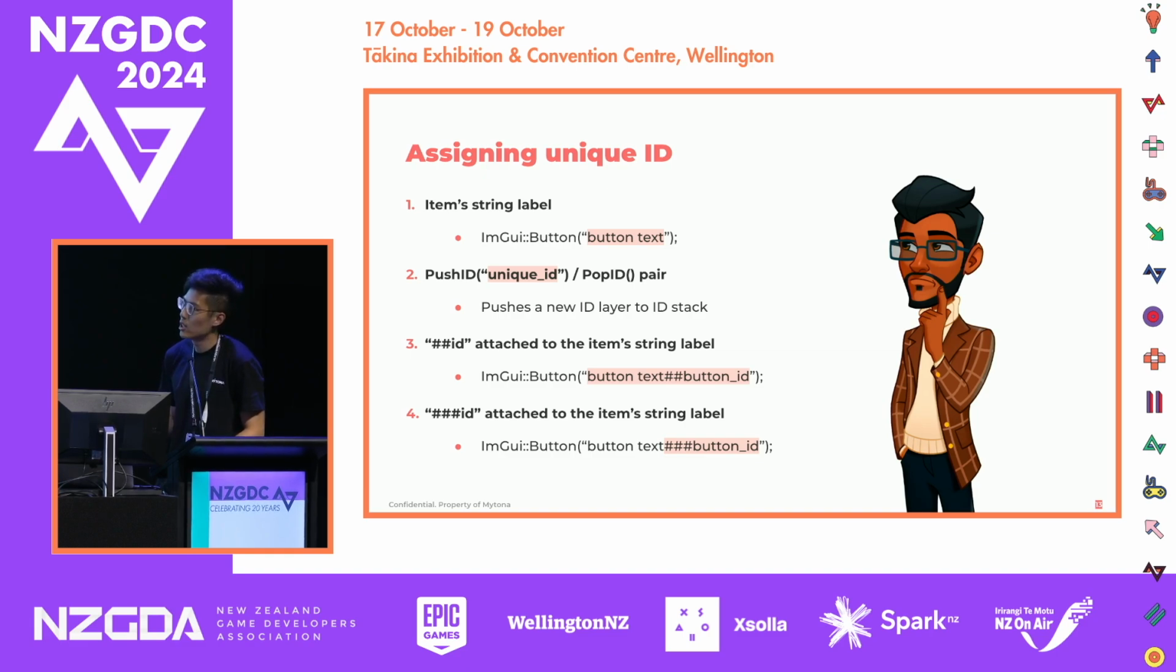Third way, we can use 2 hashes. You can see here, it takes a string behind the hashes, and your ID will become the label plus the ID you assign behind it. Fourth way, we have triple hashes. So basically, it will ignore your button label, so your ID will only be the thing behind the hashes.